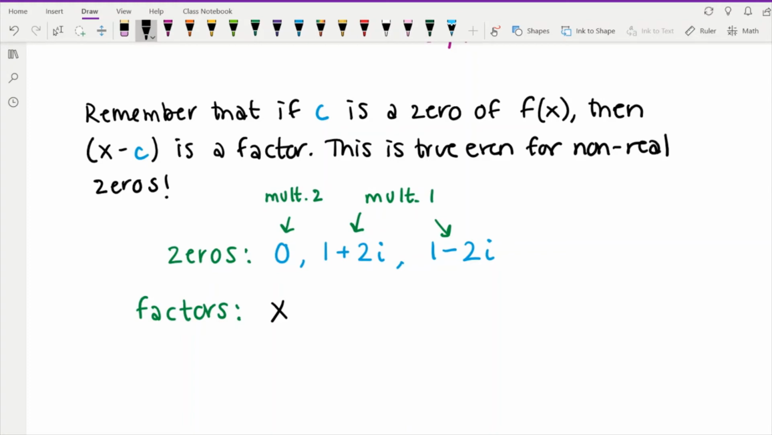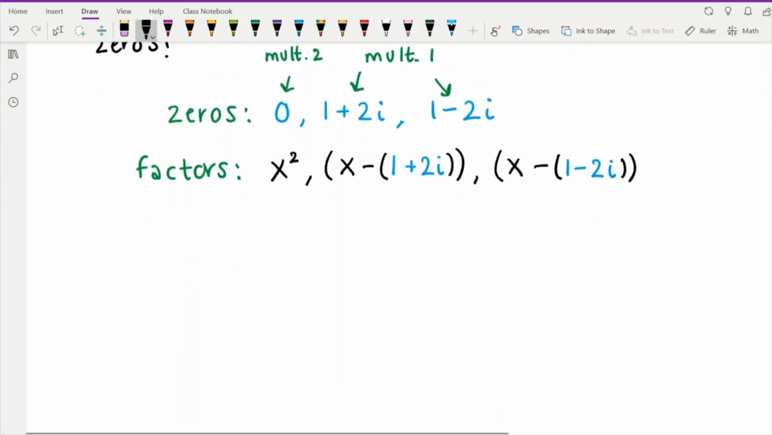So what are going to be our factors? Well, we're going to have a factor of x squared. We're also going to have a factor of x minus (1 plus 2i), just the same rule that always works. We just subtract our zero to get our factor. And then what is going to be this other factor? Well, it'll be x minus (1 minus 2i). Sorry, let me get my other color. So all I'm doing here is taking the zeros we found and subtracting each of them from x to find the corresponding factor.